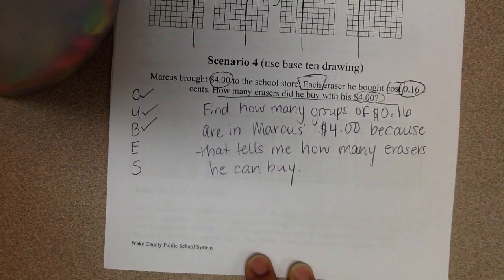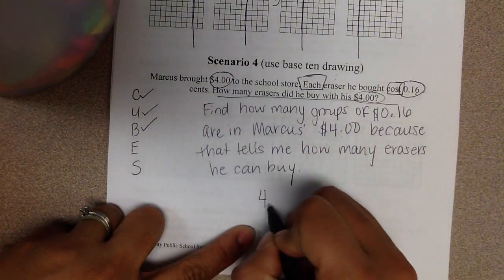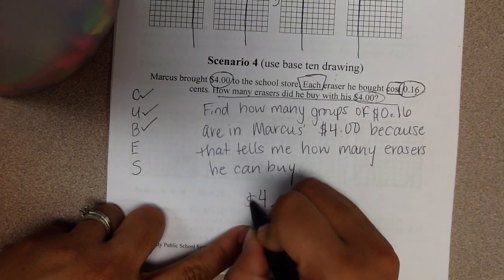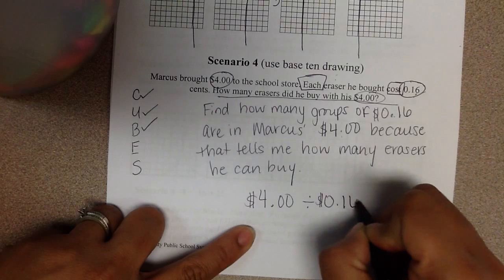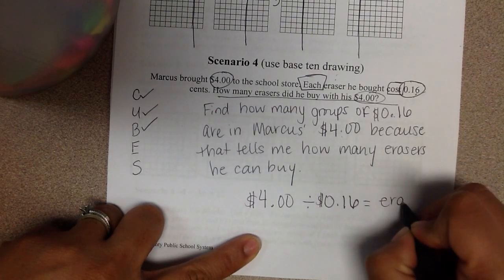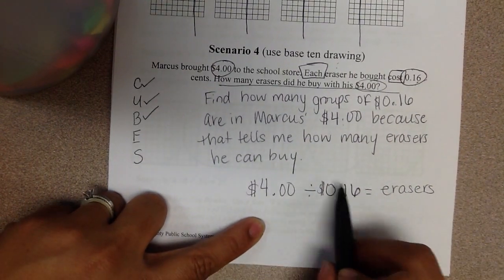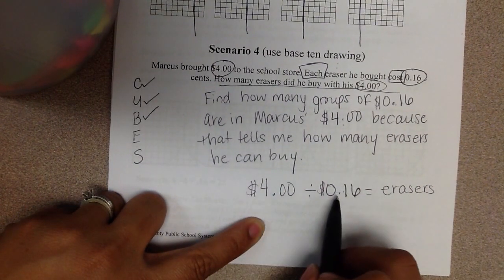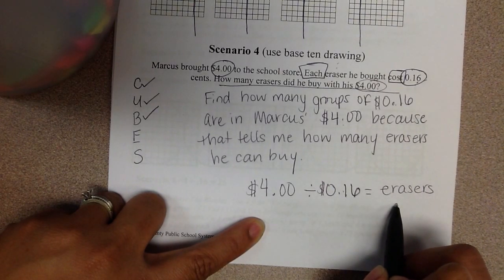Okay, so if I'm trying to figure out how many groups of 16 cents are in $4, I am taking $4 and dividing it by 16 cents. And that's going to tell me how many erasers he was able to purchase. That's going to tell me how many groups of 16 cents are in that $4. And groups of 16 cents in this case are the same thing as erasers he's able to purchase.